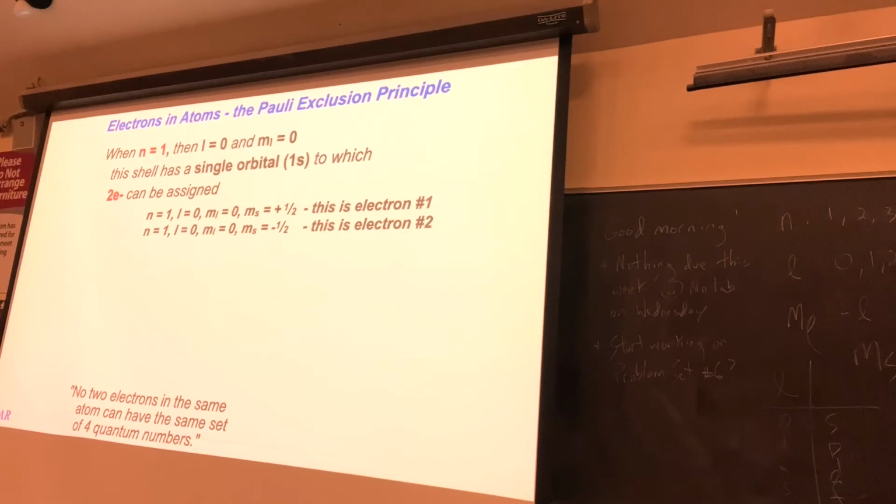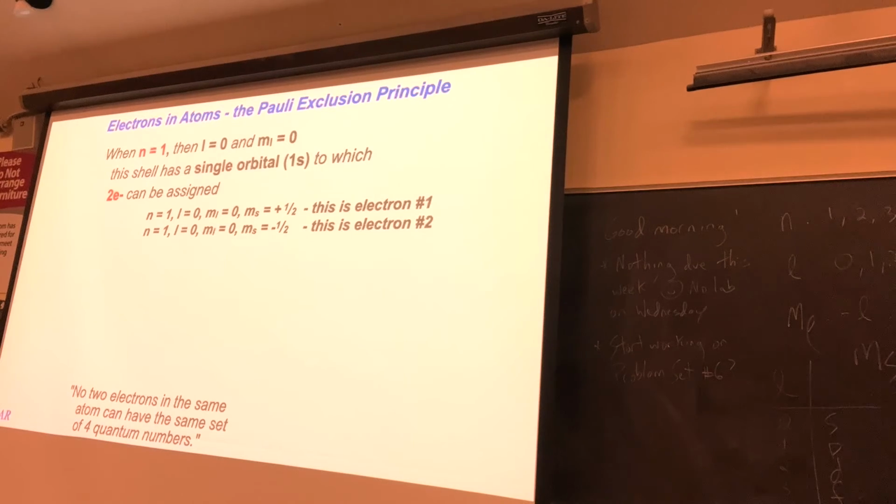Now, m sub s, remember, can be positive 1/2 or negative 1/2. So in this single orbital, we can assign 2 sets of quantum numbers. They both are n equals 1, l equals 0, and m sub l equals 0. That's the 1s orbital. But now we can put on m sub s. So m sub s can be positive 1/2 or negative 1/2, all right? And what we've just done there is assigned four quantum numbers to each of those electrons. They're the same except for m sub s.